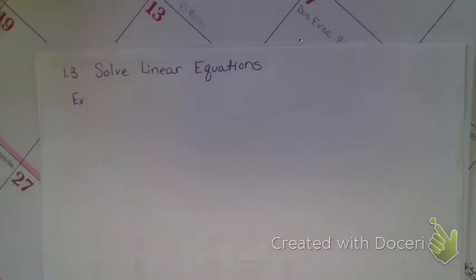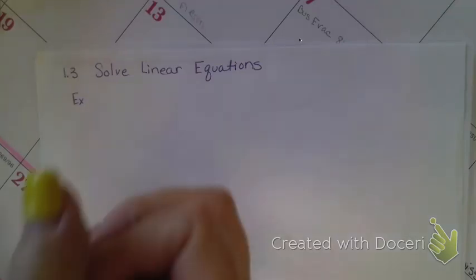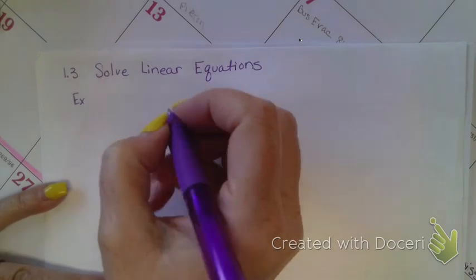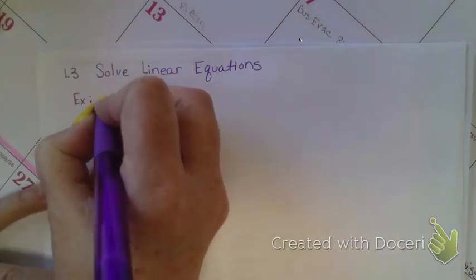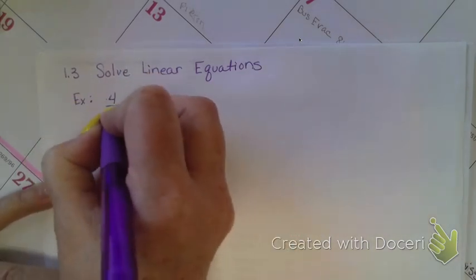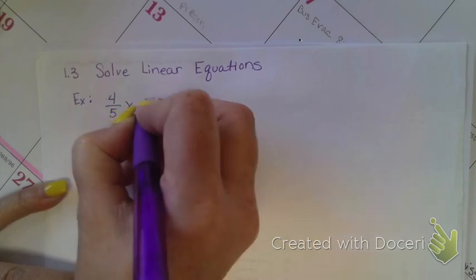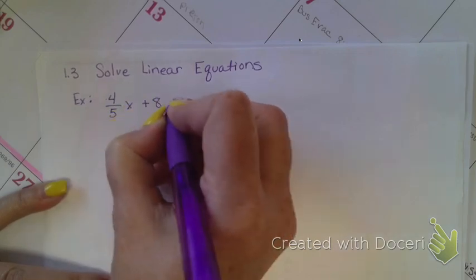Okay, so 1.3 solve linear equations. We're just going to review some of them, but they're going to be a little bit more in depth probably. So 4/5 x plus 8 equals 20.